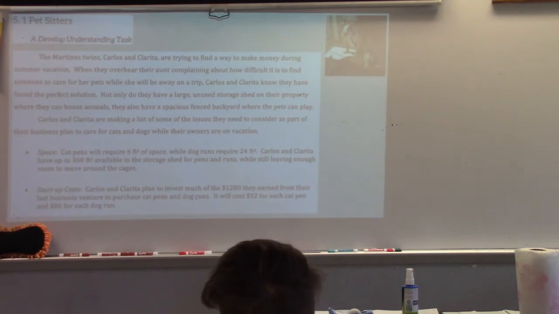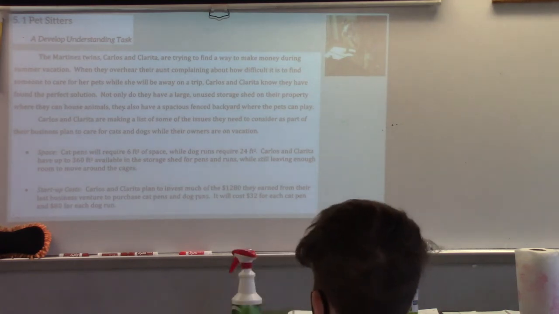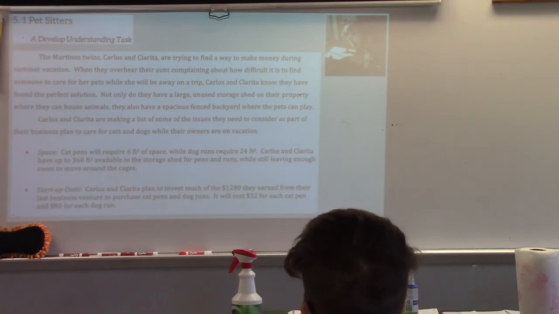Carlos and Clarita are making a list of some of the issues they need to consider as part of their business plan to care for cats and dogs while their owners are on vacation. Perfect. So this is a legitimate thing, and this is why I want you to understand math is not to make your life harder. Math is here to help you make sense out of things that you could do. They want to make money. Me too, right? And so they came up with this plan of taking care of pets in order to make some money.